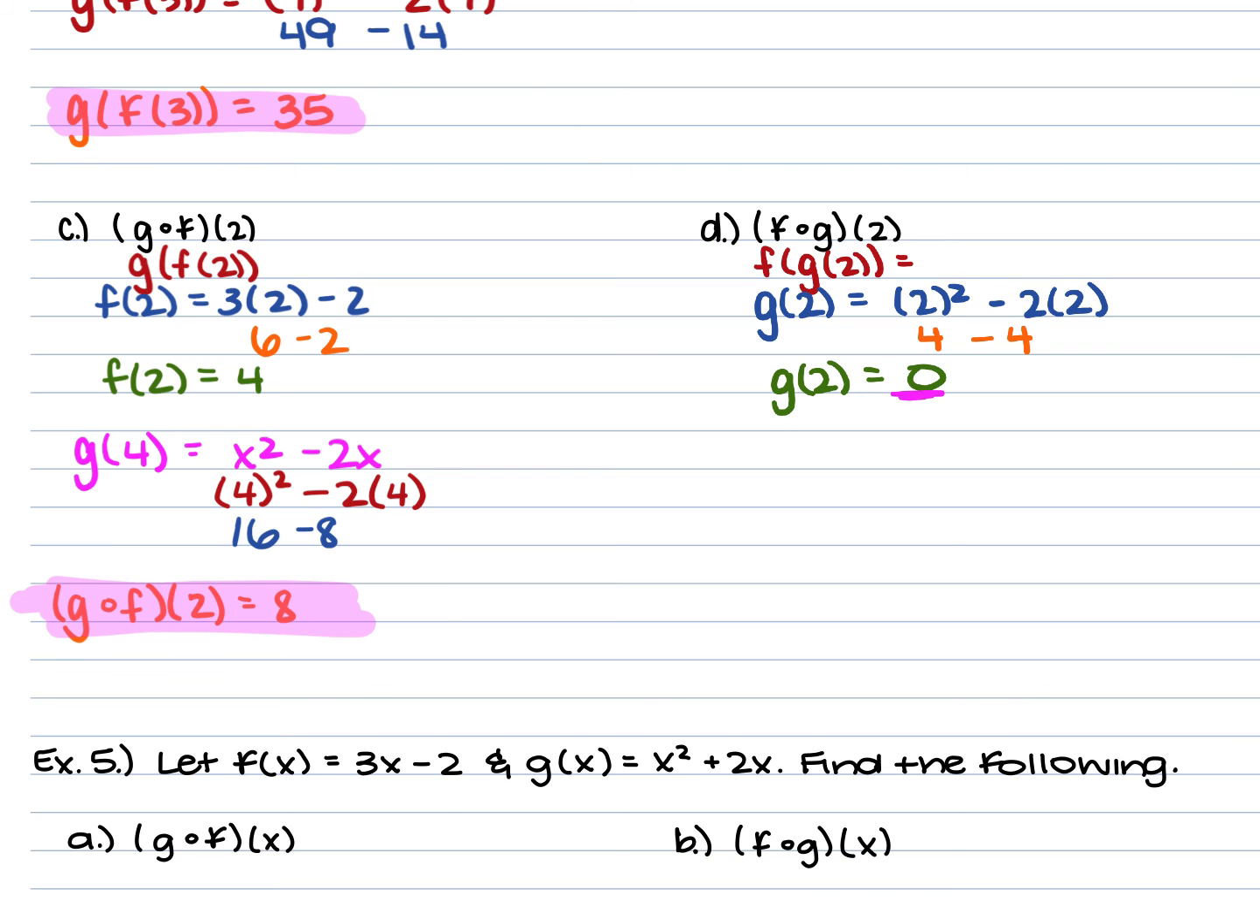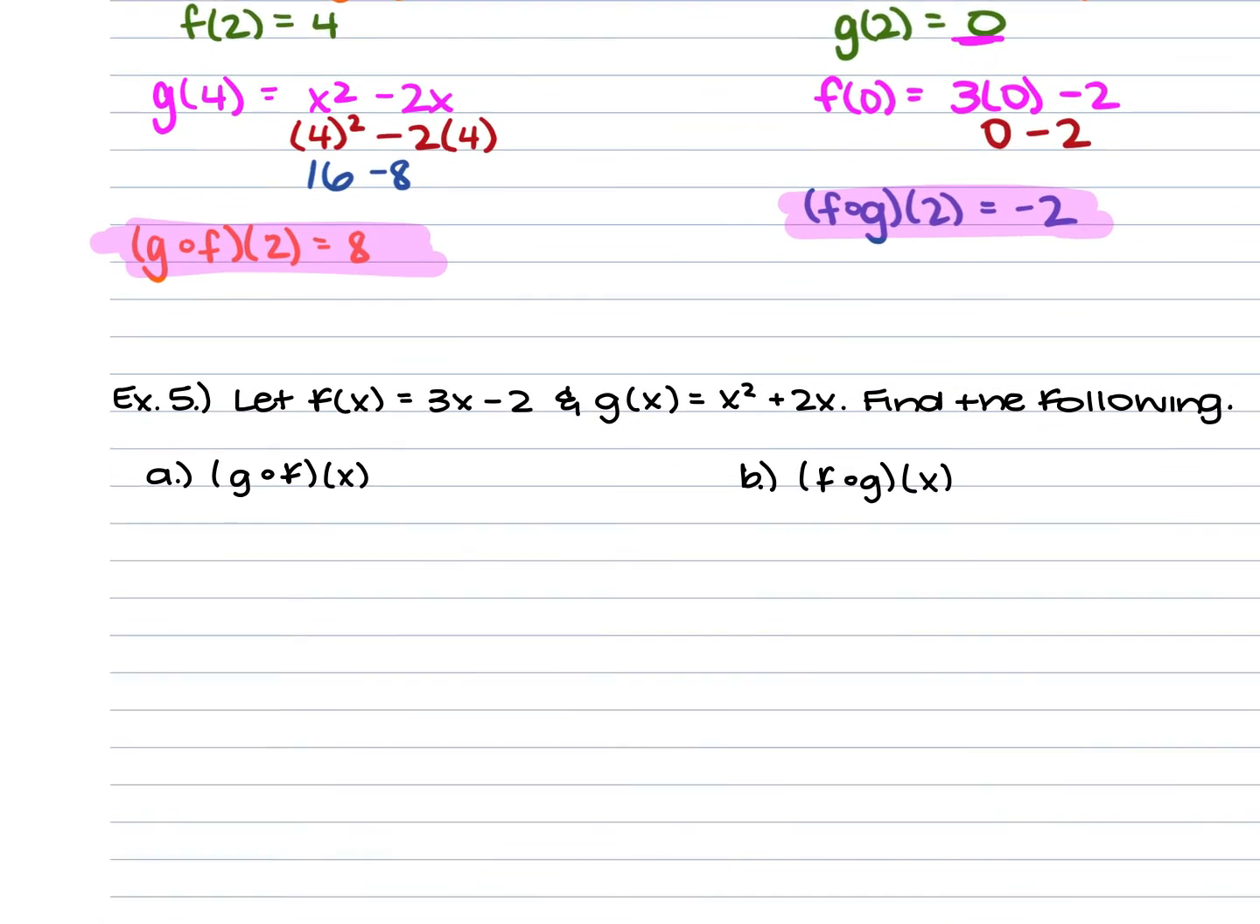If we plug in that 0 for g of 2 and find f of 0, that's going to give us 3 times 0 minus 2. 3 times 0 is 0, minus 2 gives us f of g of 2 is equal to negative 2.